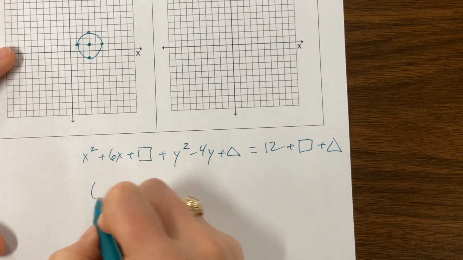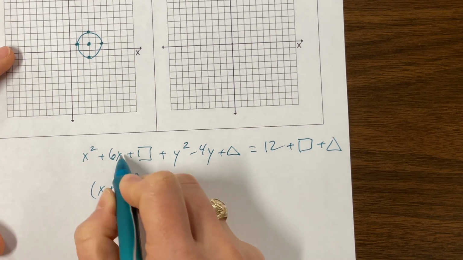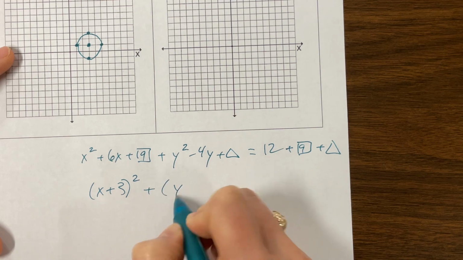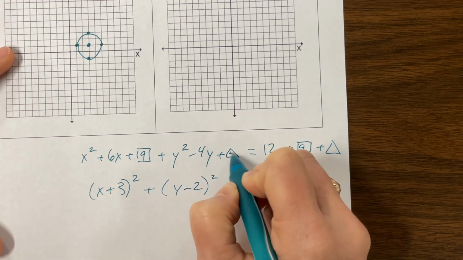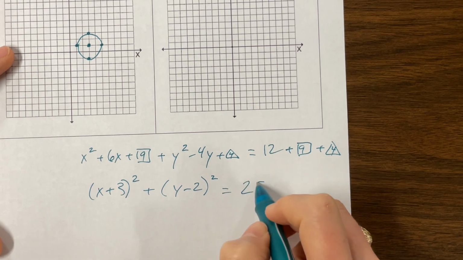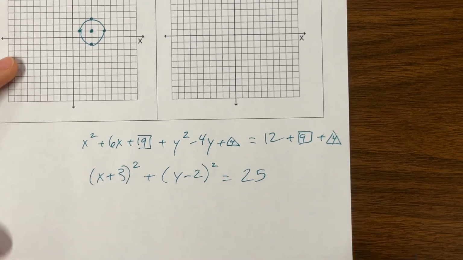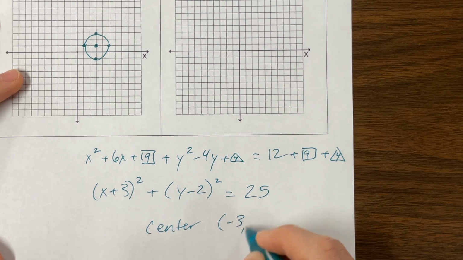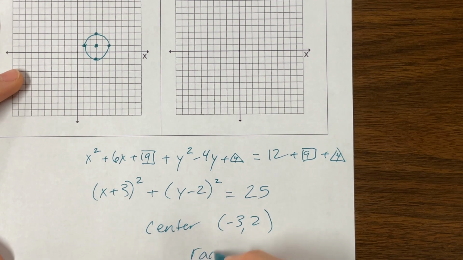And so now I have x plus 3 squared. Half of 6 is 3. That gives me a 9. Plus half of 4 is 2. 2 squared puts a 4 in my triangle. And I see 16 plus 9 is 25. Oh, that's nice. That worked out nicely. And so my center is now negative 3, positive 2, and my radius is 5.